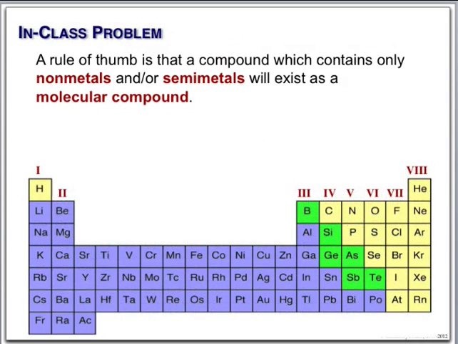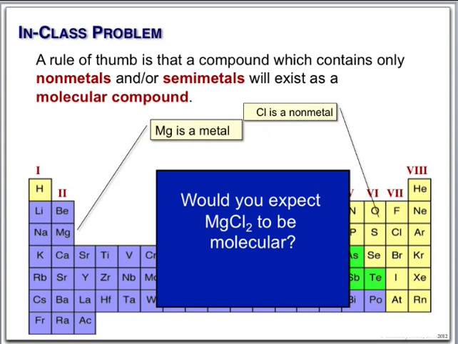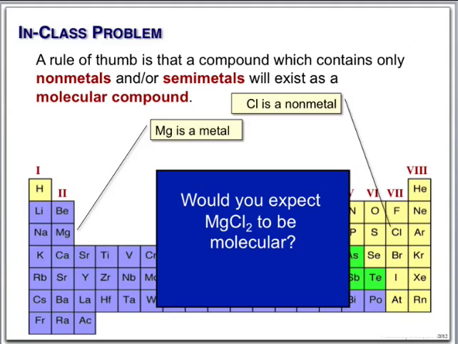So let's just do a problem. I have here magnesium chloride. Is this going to be molecular or ionic? Well, what you have to do is simply find them, right? This is why you have to know the basics of the periodic table. Magnesium is sitting over here, and it's blue. It's a metal. Chlorine is over here, it's yellow, it's a nonmetal. If we have a metal in our compound, it is not molecular, it is ionic.